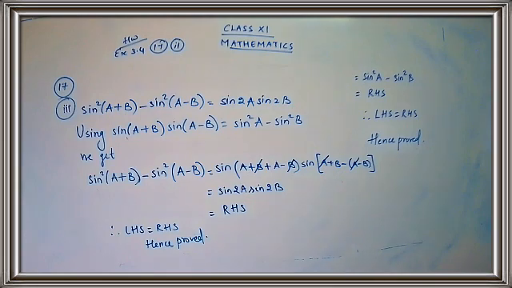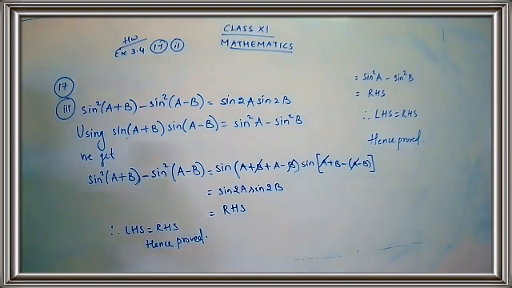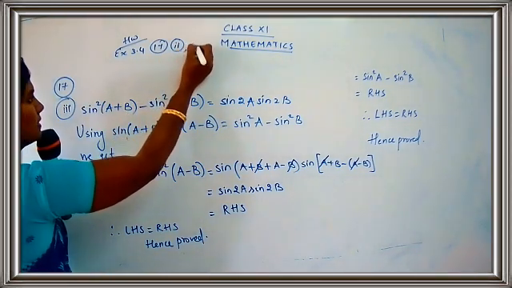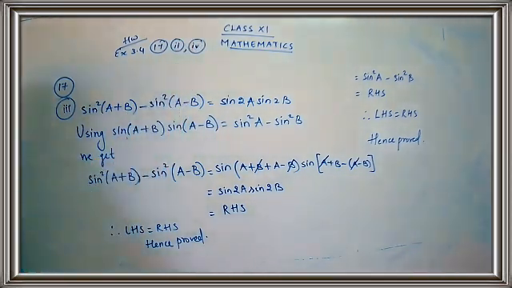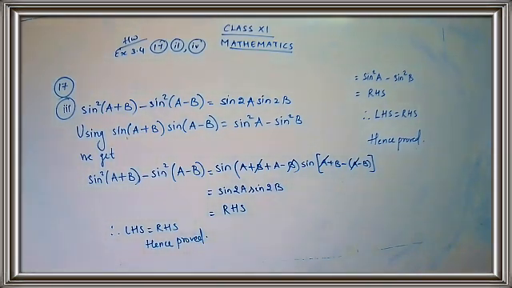So we have shown that LHS is equal to RHS. Hence proved. Okay children, and the fourth subpart will be homework. You have to complete the fourth subpart also as homework. Sum number 17, you are going to complete subpart 2 and subpart 4 as homework. Now take down the next question.